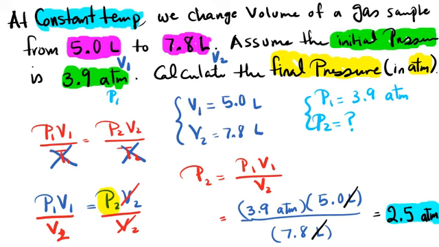And you are going to double check to see if it makes sense or not. Volume is going to increase from 5.0 liters to 7.8 liters. When volume increases, pressure decreases. So pressure must be less than 3.9. As you see here, pressure decreases and we have 2.5. So this is the meaning of Boyle's law, in case you want another point of view when you solve your problems.